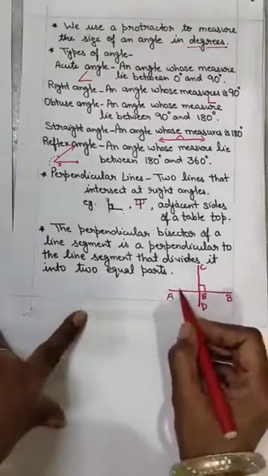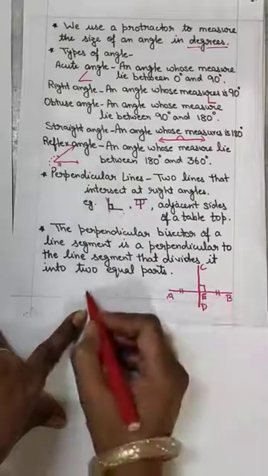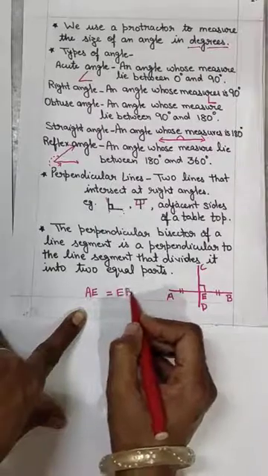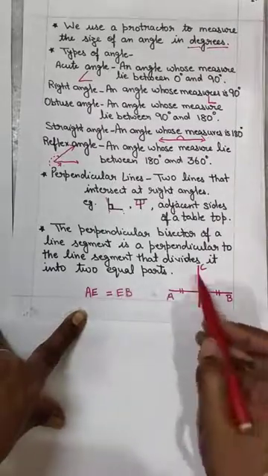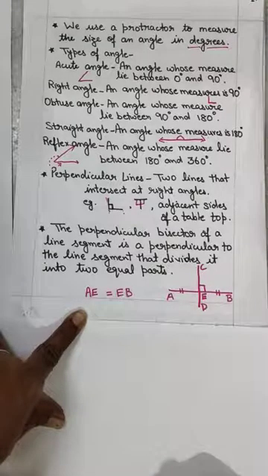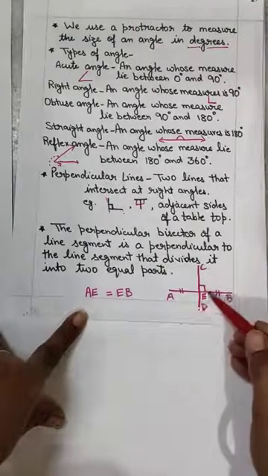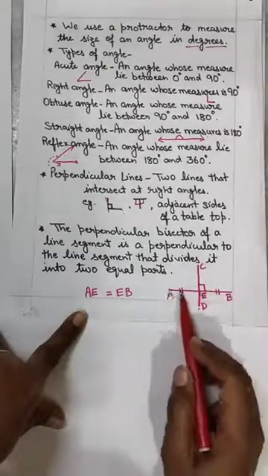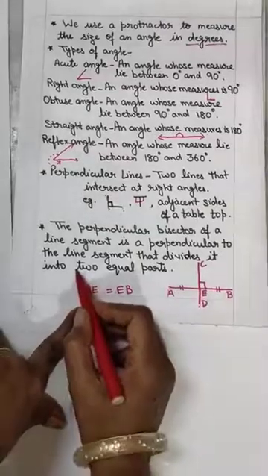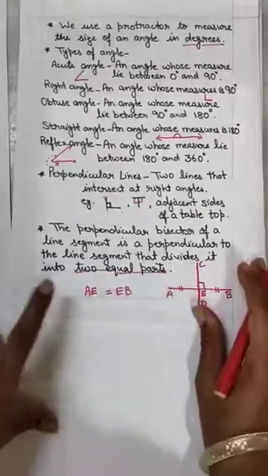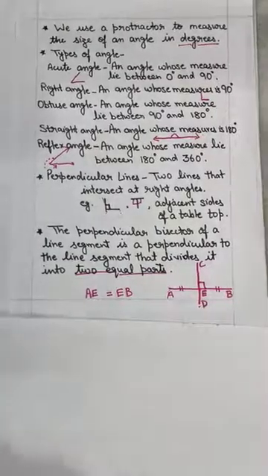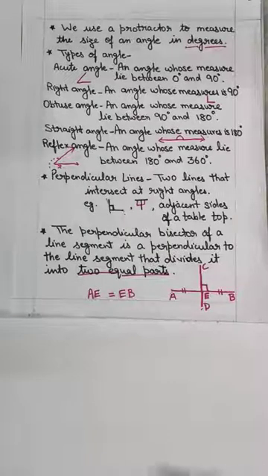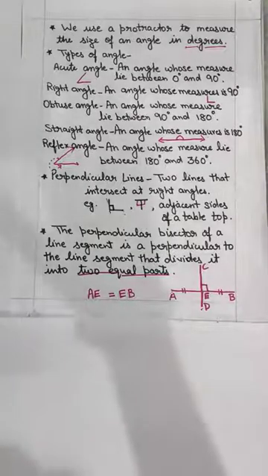Okay, and if AE is equal to EB, then we can say that CD is a perpendicular bisector, because it is perpendicular, making an angle of 90 degrees, and bisecting AB also. AB is divided into two equal parts. So this is the condition of a perpendicular bisector, that it will make an angle of 90 degrees and divide the given line segment into two equal parts.